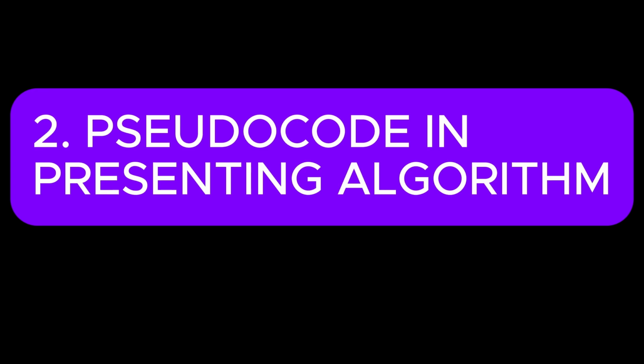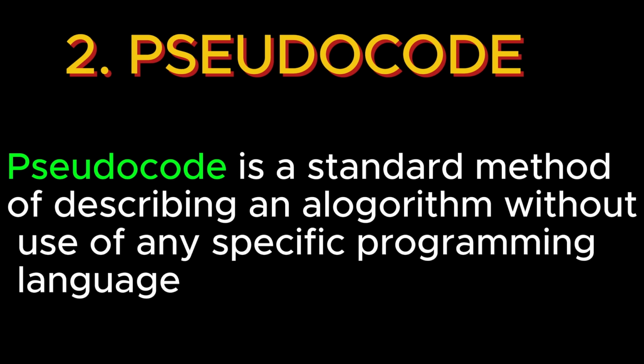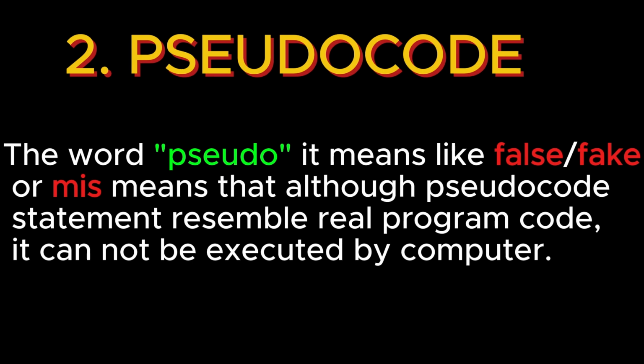In the previous lesson, we discussed natural language as a method of expressing or representing an algorithm. In this lesson, we are going to focus on pseudocode as the second method of expressing an algorithm. Pseudocode is a standard method of describing an algorithm without using any specific programming language. The word pseudo means false or fake, meaning that although pseudocode statements resemble real program code, it cannot be executed by a program.